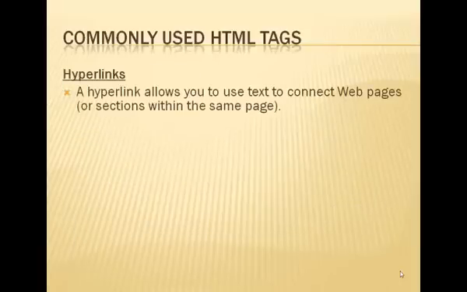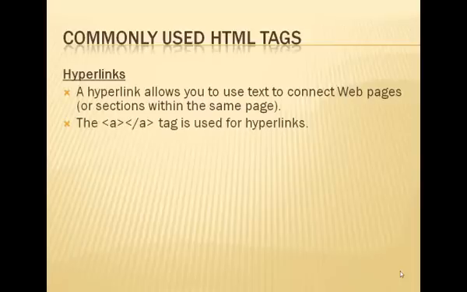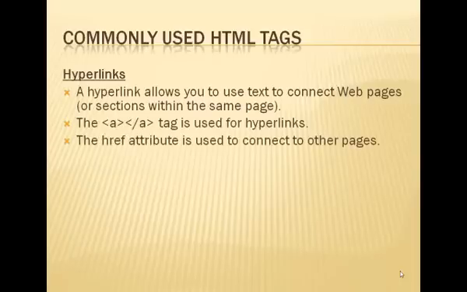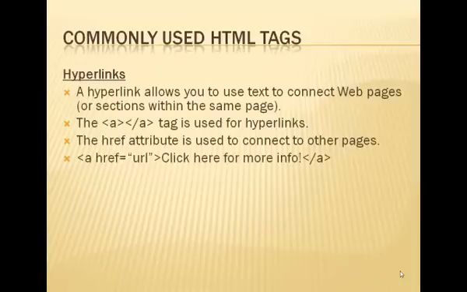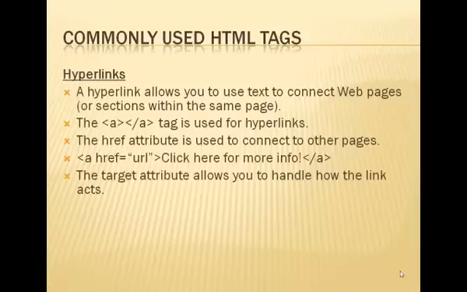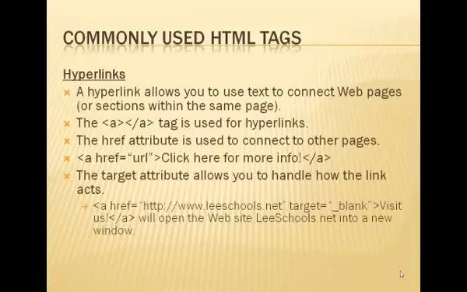Okay, hyperlinks. We've talked about this in a couple videos, but a hyperlink allows you to use text to connect web pages, or you can connect sections within the same web page. The hyperlink tag is an A tag, and it uses something called the href attribute, and it's used to connect to other pages. So for example, you would have href equals double quotes, you'd put the URL in there, and then you would close out the tag. So click here for more information would actually be the hyperlink. The target attribute allows you to handle how the link acts. So in this example, by using target equals underscore blank, we would actually be opening this website into a new window.